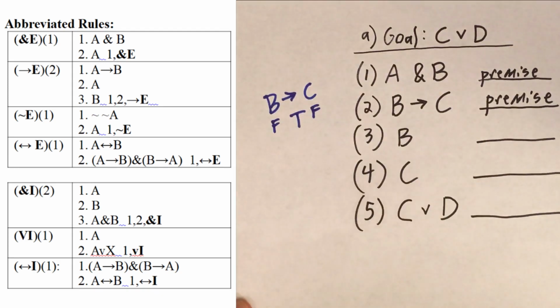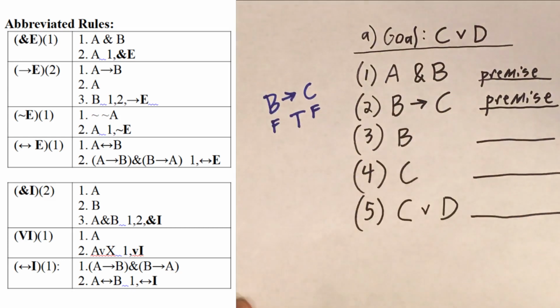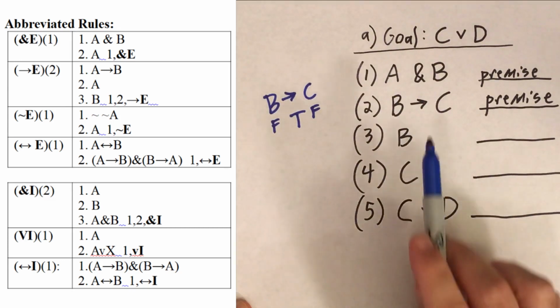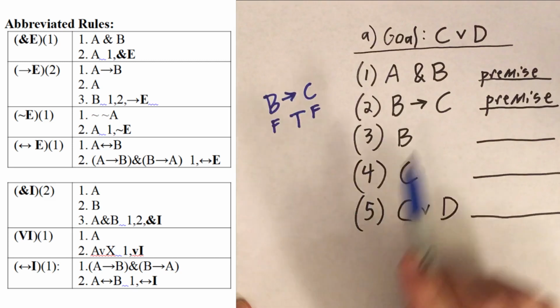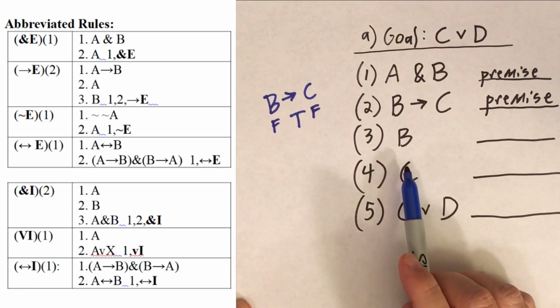So look at line 1. What do we see? Line 1 is an and. Do I have a rule that lets me take apart an and? Yes. I can take either side of an and because if an and sentence is true, both sides have to be true. An and is only true when both sides are true, so I know B is true. Do I have a rule that lets me do that? Yes.